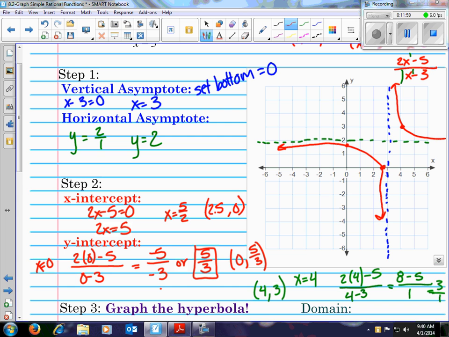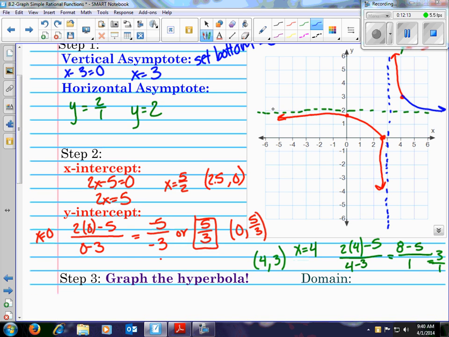Sorry. So this is how it looks. I guess I'm changing colors. There we go. And so now the only thing I need to do is look at my domain. Since we're looking at domain, I need to look at x values. And x cannot equal 3 because I have a vertical asymptote right there. So it's going to be all real numbers except x cannot equal 3.